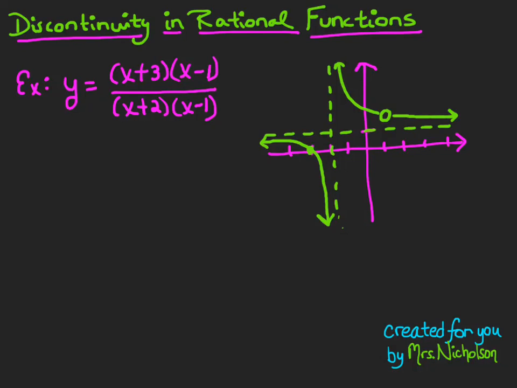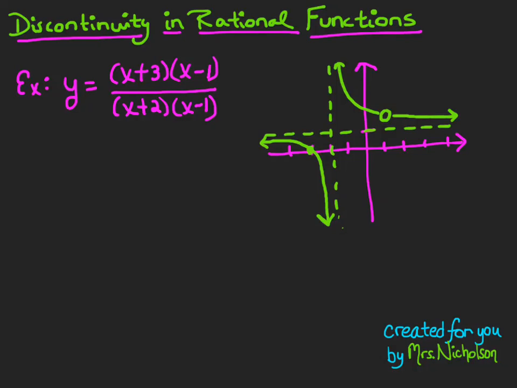Now, first of all, if we consider this rational function and where it might be discontinuous, hopefully we would remember that discontinuity is going to happen whenever my denominator equals 0. Whenever I have a rational function, if your denominator is 0, that means that your function is going to be undefined and there will be discontinuity in the graph because you can't divide by 0.